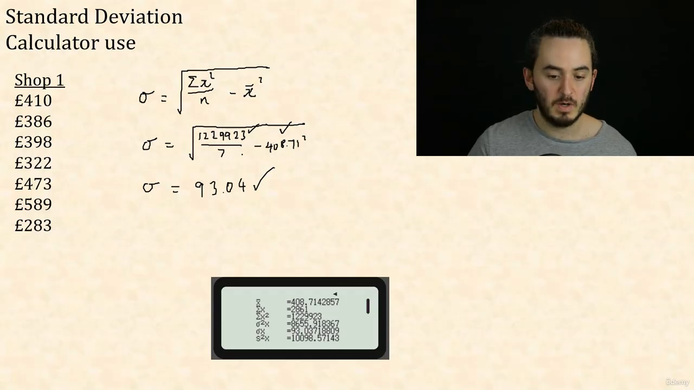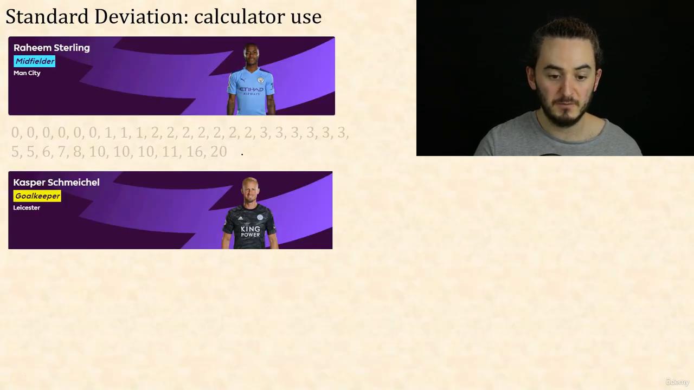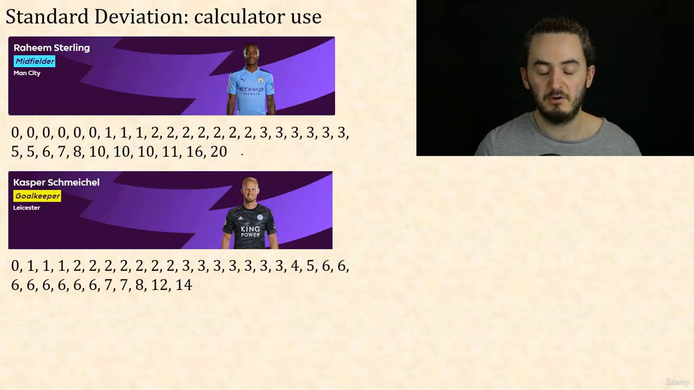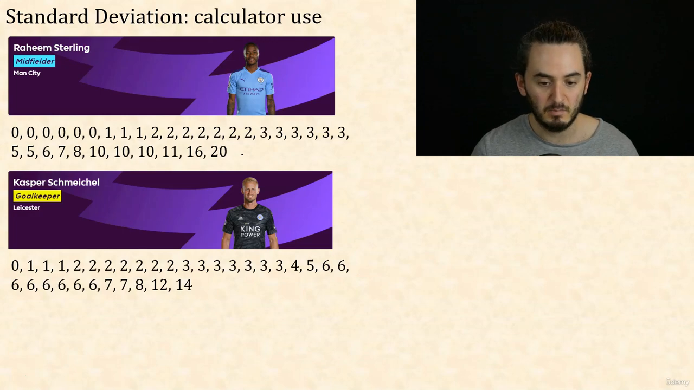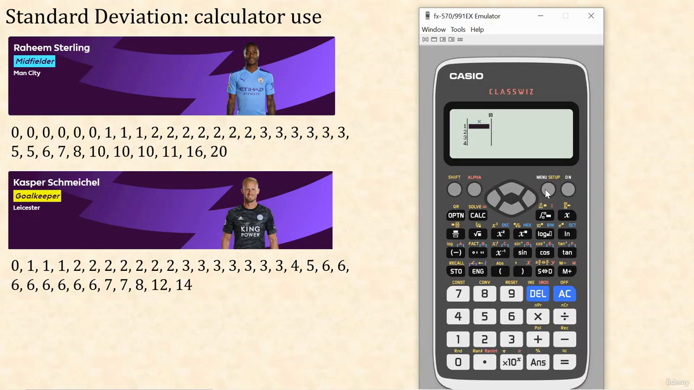All right, let's have a look at one more example, which is our football data from before. I'm just going to show you how you can use the calculator when there's frequencies involved. Okay, so let's work it out for Raheem Sterling. I just deleted all the previous data I had here. Now, I can't really be bothered to key in all of these numbers. So I'm actually going to use the frequency mode.